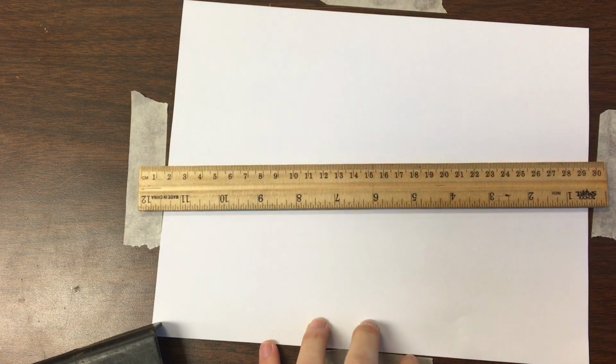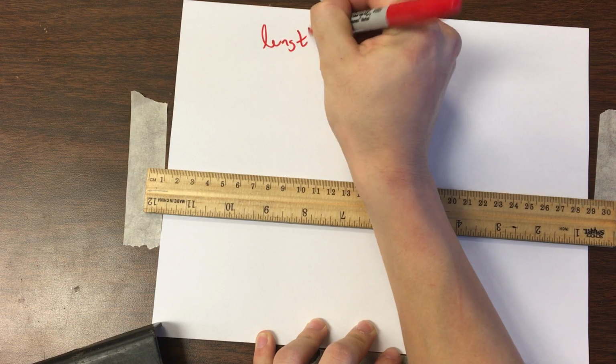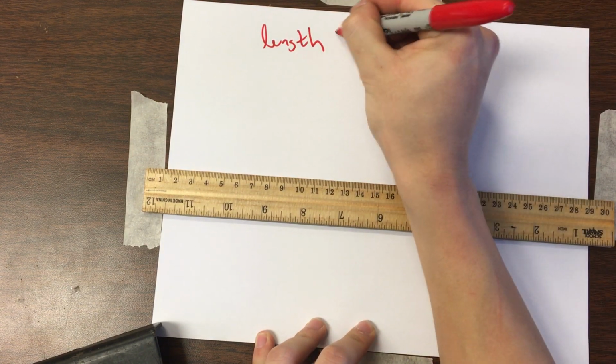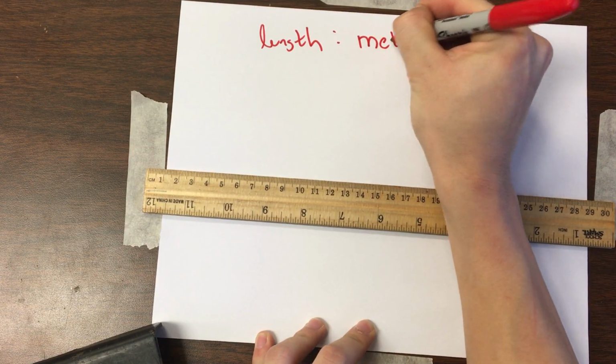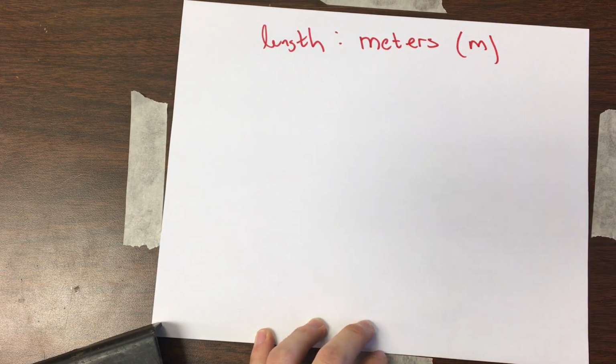So next we're going to talk about units. We have a lot of different units that we've talked about, but there's a few we want to key in on. If you have something like a ruler here, to measure length, we use SI units like always. So length is meters, which is an m. That's an important one.